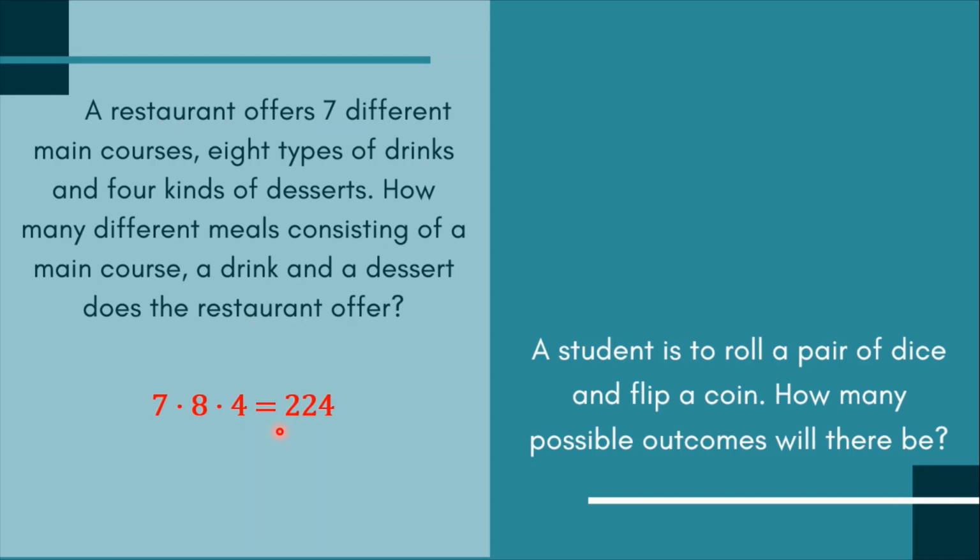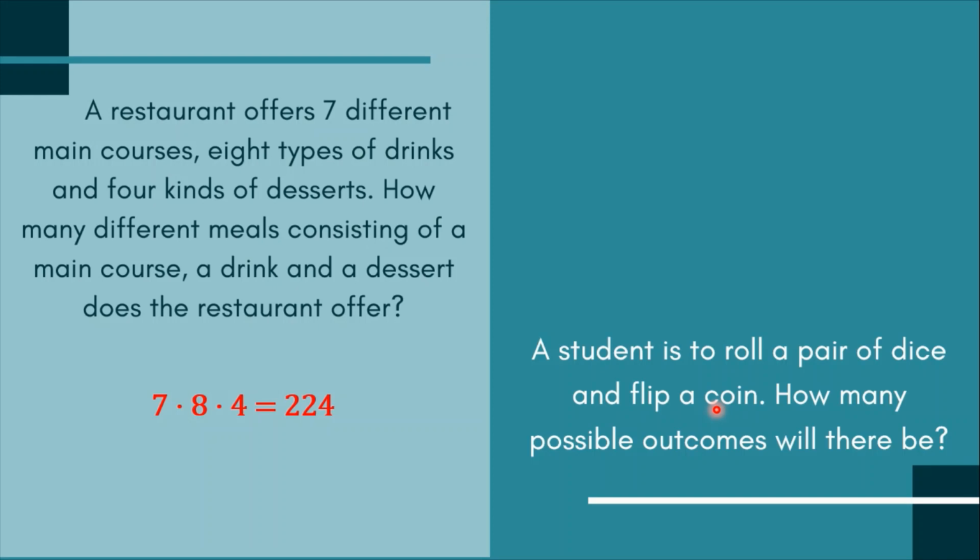The student is to roll a pair of dice and flip a coin. How many possible outcomes will there be? Tama. Ang gagamitin natin ay multiplication rule. Ano-ano yung mga activities? So, nabanggit dito, rolling a pair of dice. So, dalawang activities na agad yun, no? So, yung unang die at yung pangalawang die. Kasi pair. So, dalawang dice. So, unang die, then pangalawang die. And then, yung pangatlong activity is yung coin.